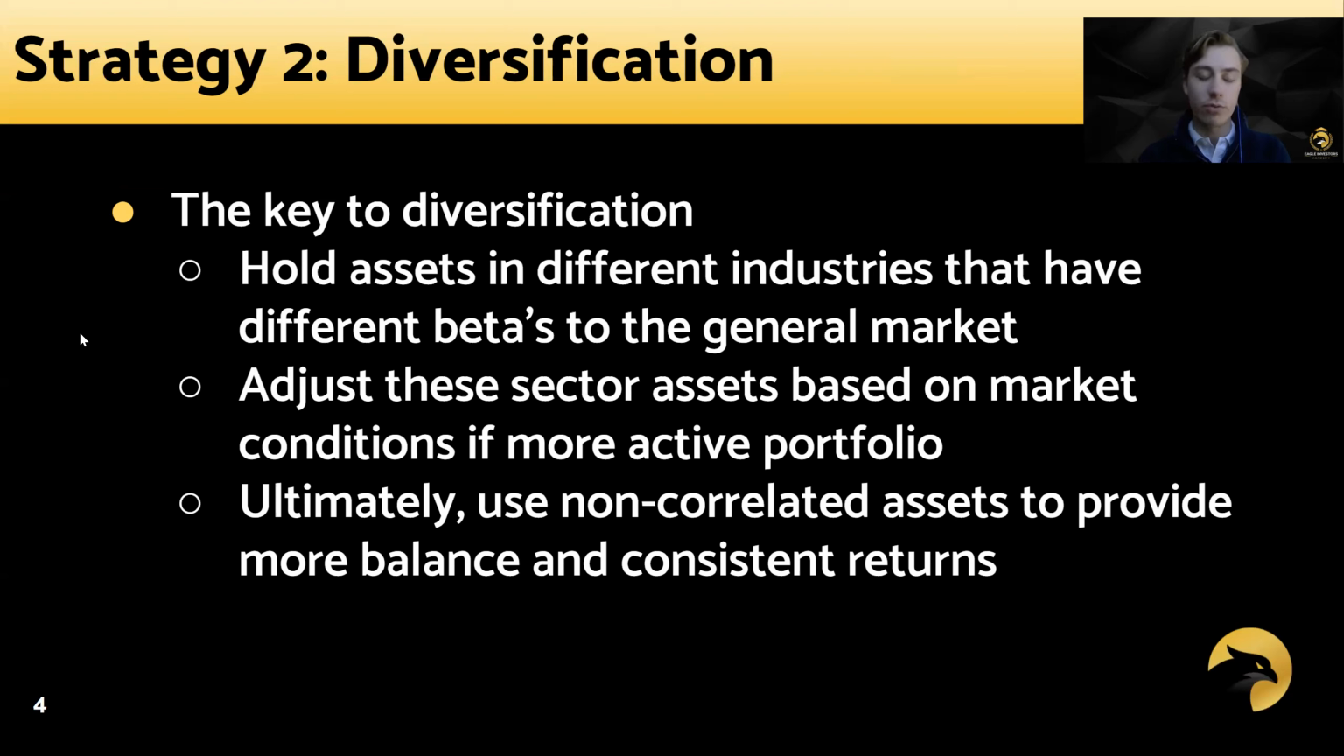It also reduces your risk on your portfolio and creates something much more balanced and much less volatile as well. And so adjusting these sector assets based on market conditions, if you're trading a more active portfolio, can also help to reduce that systemic risk even further. A lot of what we saw in 2020 and 2021 was the shift between growth versus value stocks within a portfolio, so that's a perfect example of that. But ultimately, using non-correlated assets eliminates the highs and the lows in performance and can create more balanced, consistent returns.